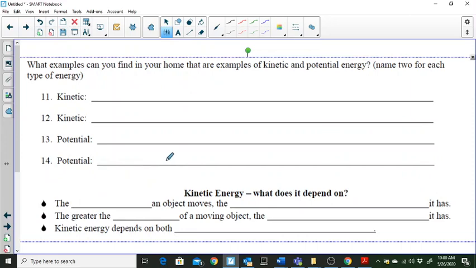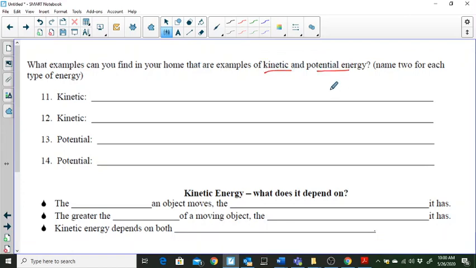Let's continue going on. What examples can you find in your home of kinetic and potential energy? Name 2 for each type of energy. Kinetic. Things that are moving, like a blender. You put everything in there, you push the button, things are moving, kinetic energy. Something else that's moving, like a fan. A fan is spinning and blowing air, so that could be kinetic energy. Just two examples. You don't have to give these examples, but if you did give these two examples, you get a bonus 10 marks. Yeah, 10 times the marks on those ones.